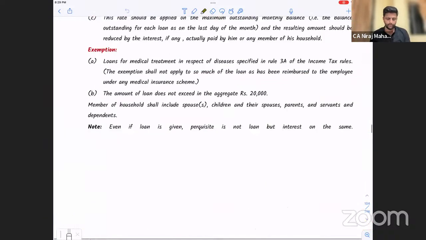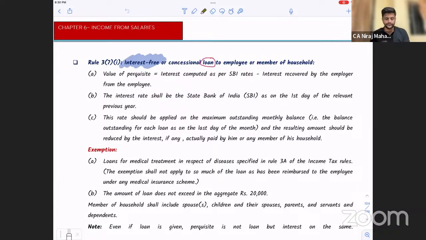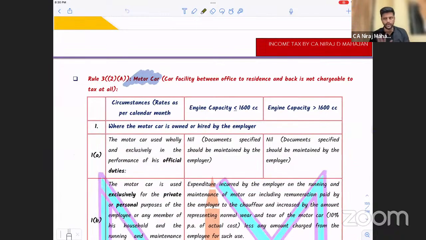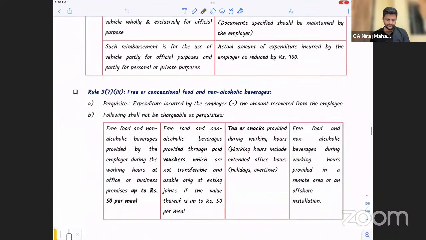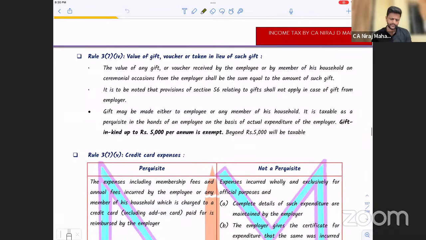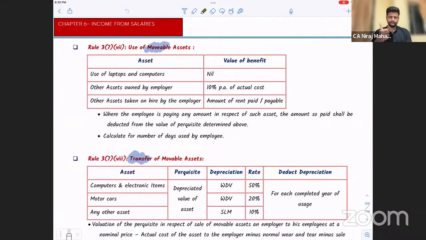For your homework, read this 371, the loan case. Read this and come. Motor car, don't read, or you will give up on this chapter otherwise. Read this one 373 about food and beverage, and gift voucher. The remaining you can read. Read and come before your next lecture. For tax, this much for today.